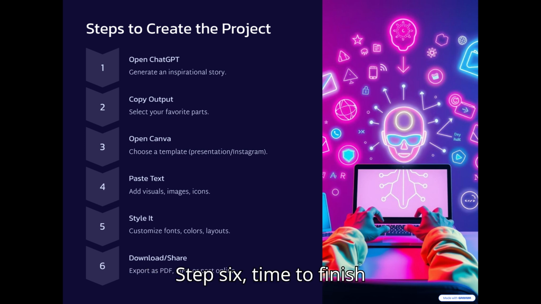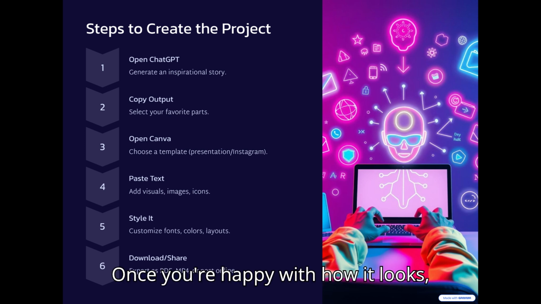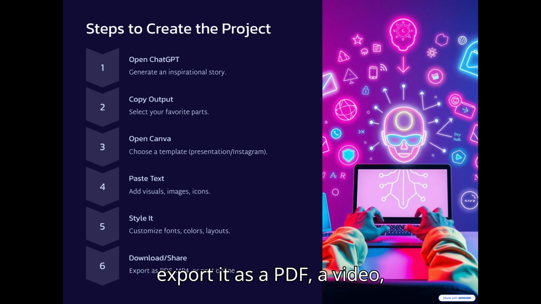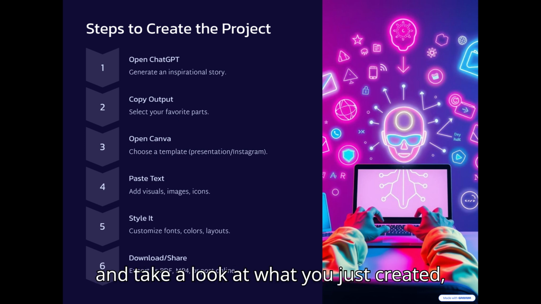Step 6. Time to finish strong. Export your project. Once you're happy with how it looks, click that download button. You can export it as a PDF, a video, or directly share it online. Post it on Instagram, share it with your friends, or add it to your digital portfolio. Then pause and take a look at what you just created.